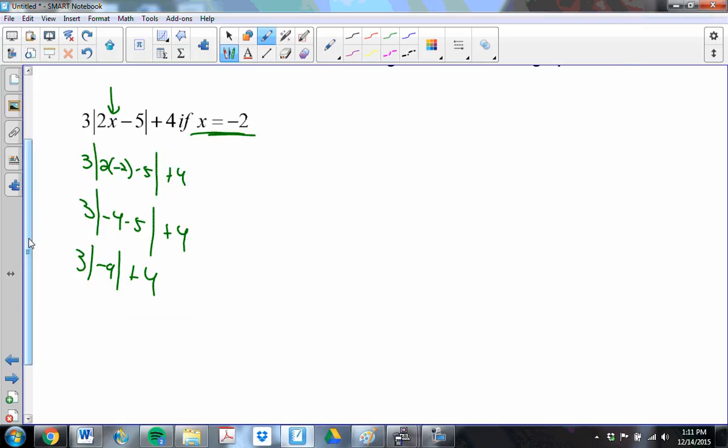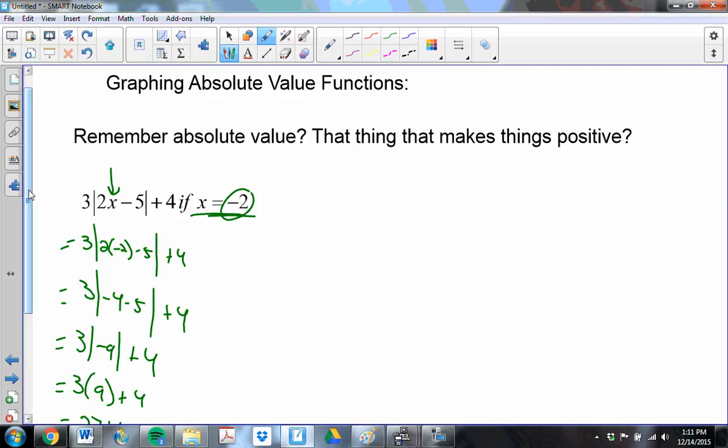The absolute value of negative 9 is 9. And I multiply, and I add. This came out to 31. Basically, we plugged in a negative 2 for x, so we got out 31. That's just how to evaluate absolute value functions.